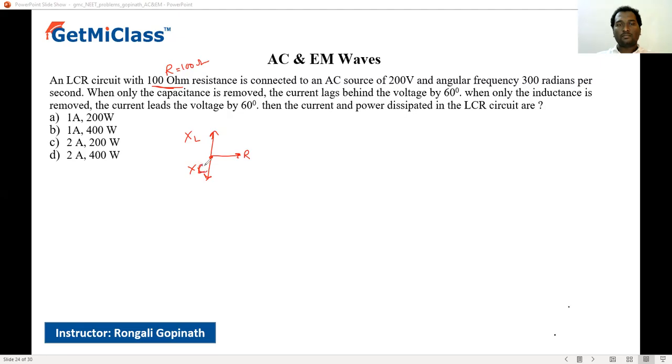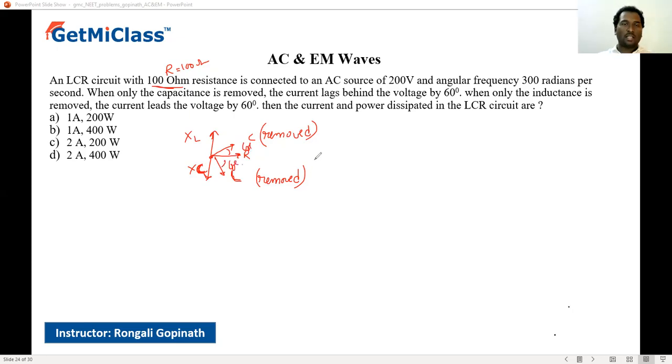Because when capacitor is removed, the impedance is like this. If C is removed, and if inductor is removed, the impedance is like this. If L is removed, by 60 degrees.